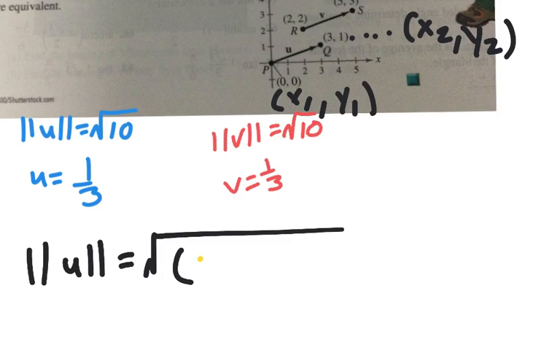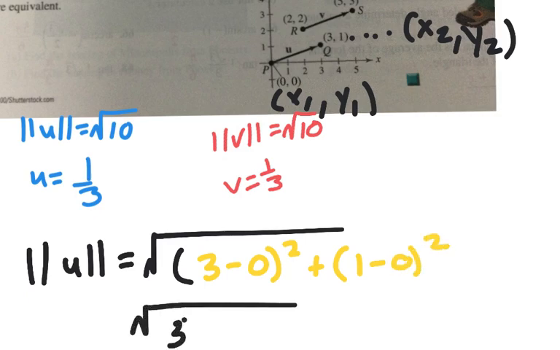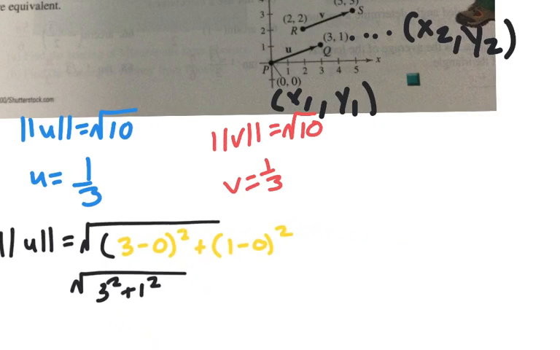x2 is 3 minus x1, 0 squared, plus y2, 1 minus y1, 0 squared. So that's just going to be 3 squared plus 1 squared. When you have the origin as a point, that makes it very easy. And so 3 squared is 9, 1 squared is 1, 9 and 1 is 10.